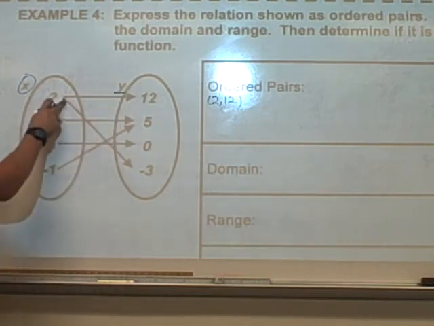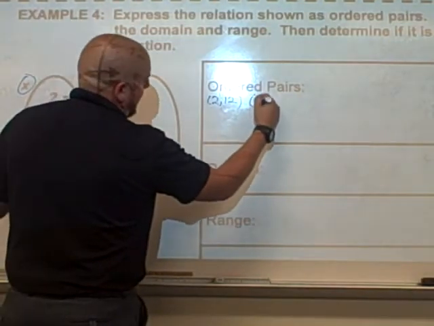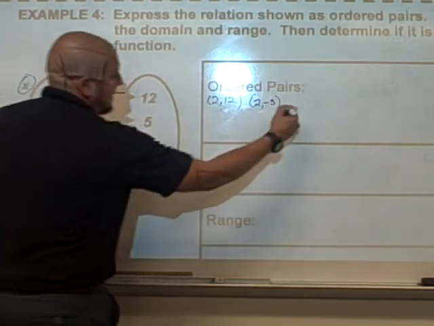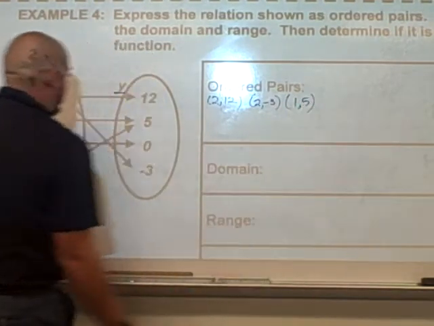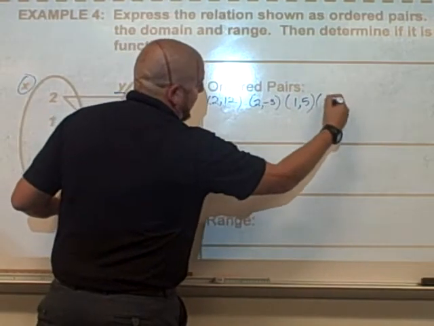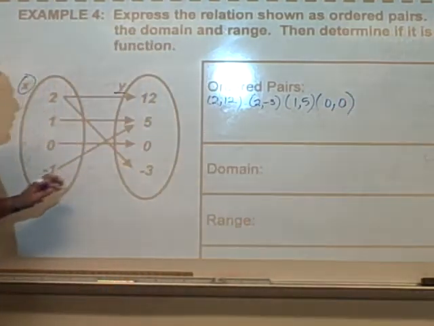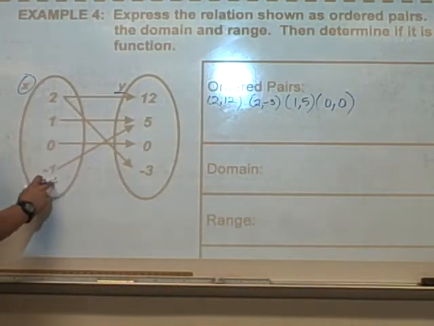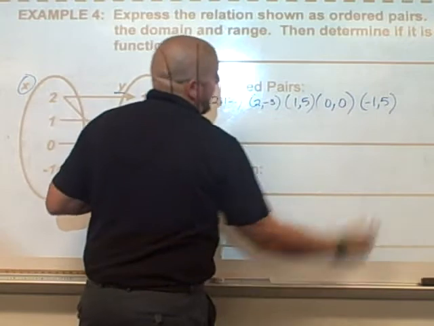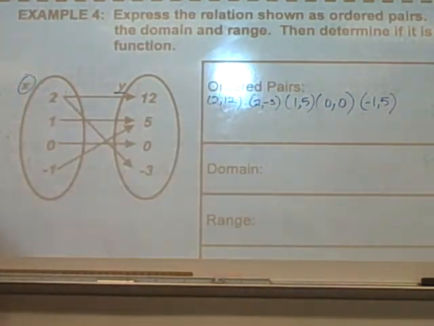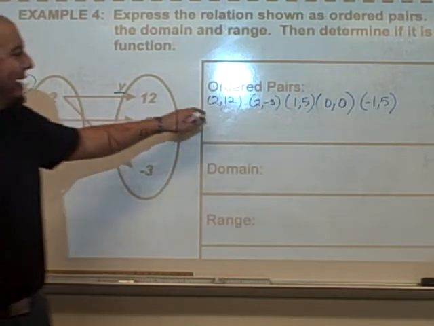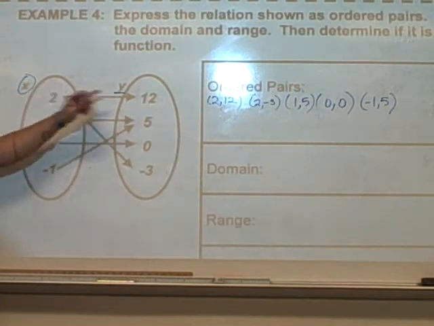Okay? I also have an arrow going from 2 to -3. So let's write that down. So 2, -3. Then I have an arrow going from 1 to 5. So 1, 5. Then I have an arrow going from 0 to 0. So that's the origin. You tell me what is 0, 0? Should have said origin. Okay? And then I have an arrow going from -1 to 5. So there are our ordered pairs. You should have 1, 2, 3, 4, 5 ordered pairs, all based on the lines that you see connecting the x and y's in the map.